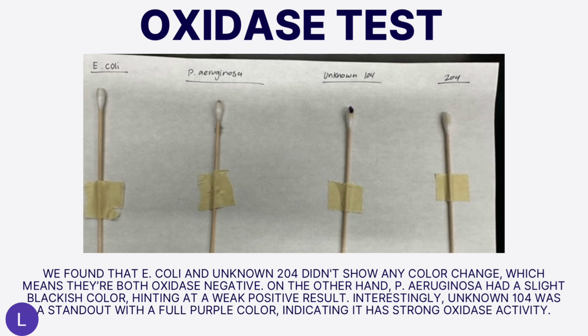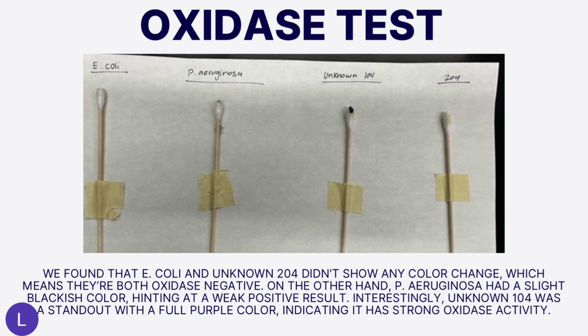So for the oxidase test, we found that E. coli and unknown 204 didn't show any color change, which means that they're both oxidase negative. But fortunately, unknown 104 showed a full purple color, indicating that it's strongly oxidase positive.